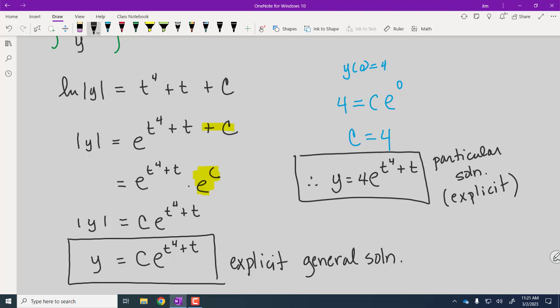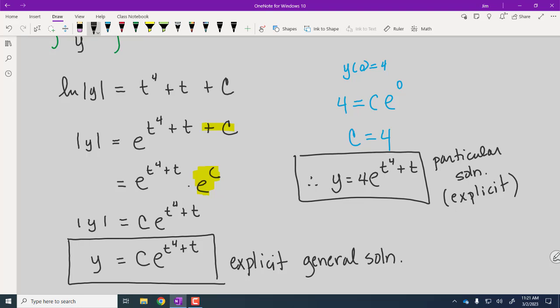So if you can solve for y, then it's explicit. Because the question will say find the explicit solution. So you don't have to say that it is.